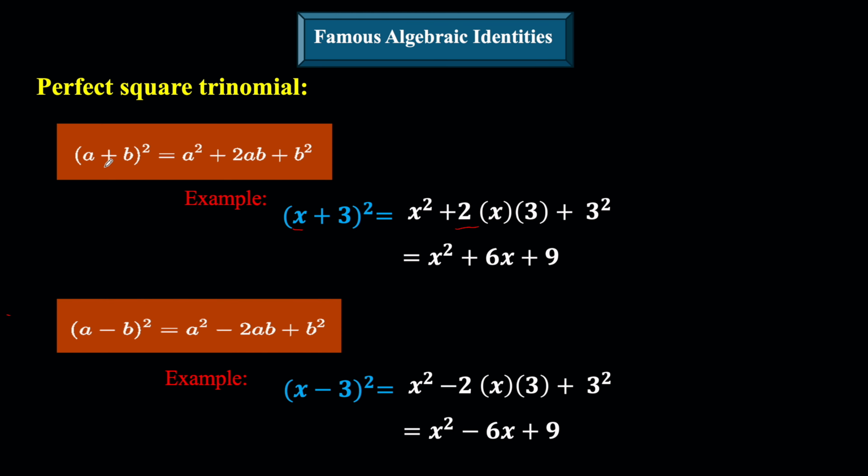Now, what if instead of plus you have minus here? The only thing that will change is the sign. Again, (x minus 3) squared, so we take x squared, since a squared is x squared. Then we take minus 2 multiplied by x times 3, plus 3 squared. So this is equal to x squared minus 6x plus 9.